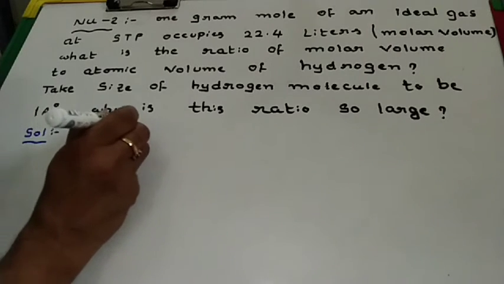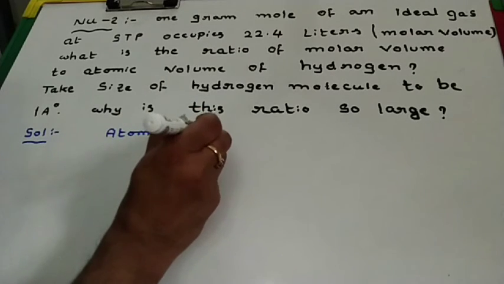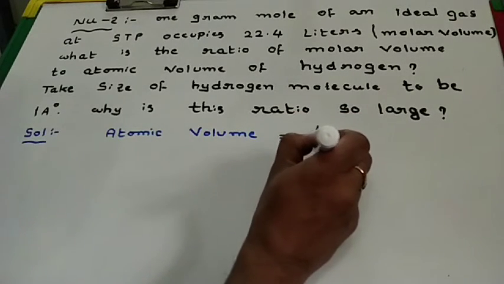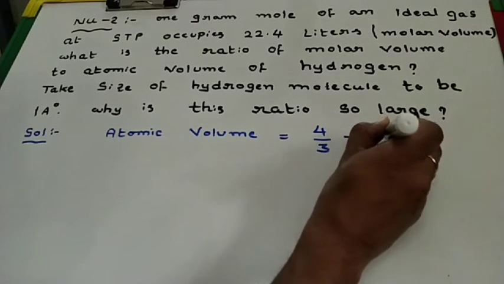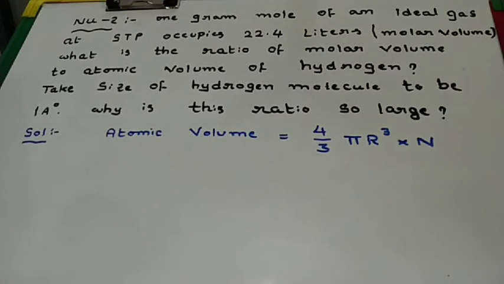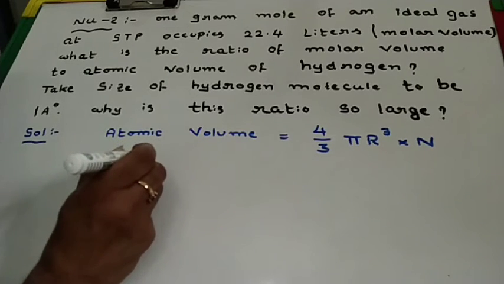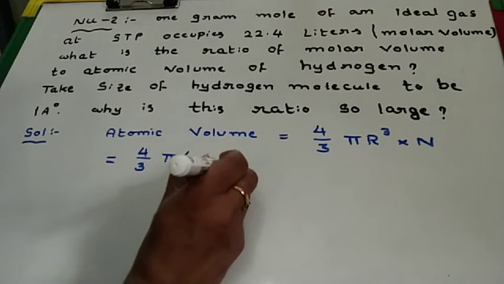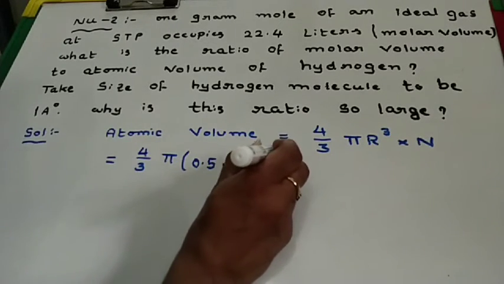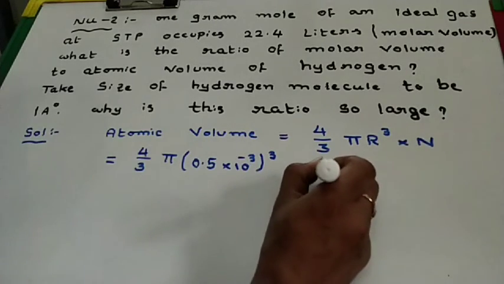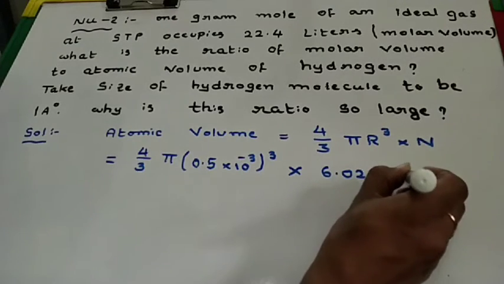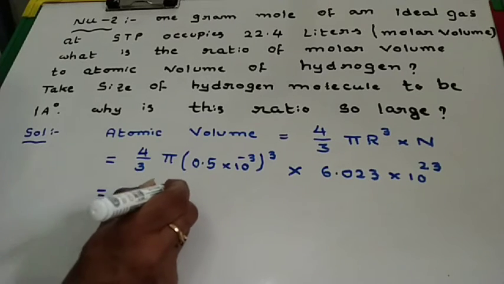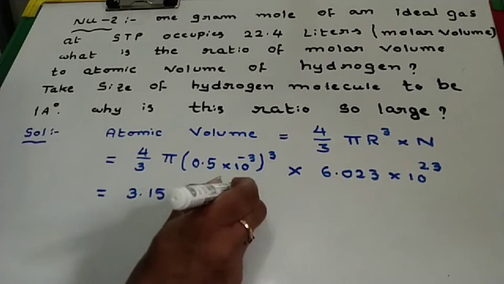Atomic volume is equal to 4 by 3 pi r cube into n, that is equal to 4 by 3 pi into (0.5 into 10 to the power of minus 3) whole cube into n, which is equal to how much? 6.023 into 10 to the power of 23, that is equal to 3.154 into 10 to the power of minus 7 meter cube.